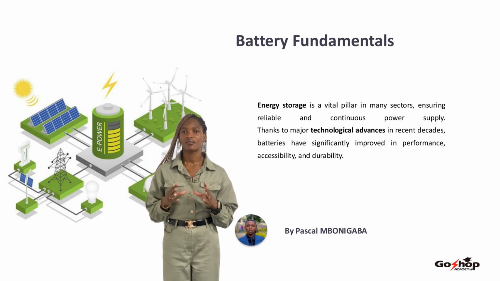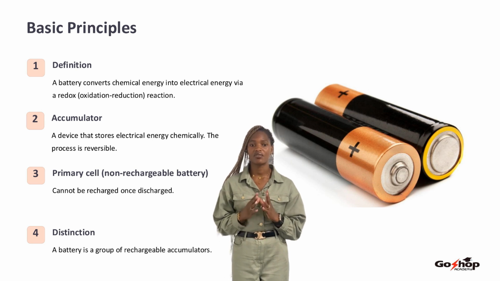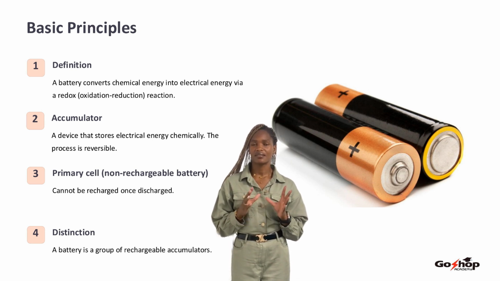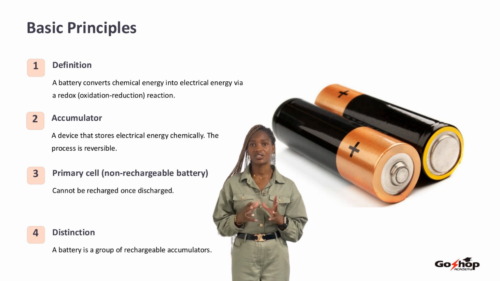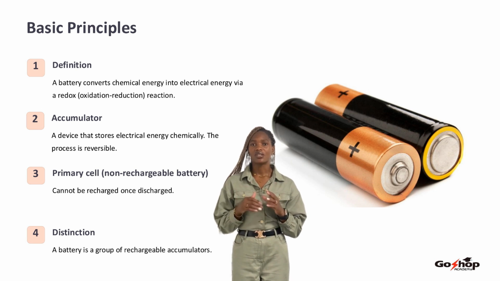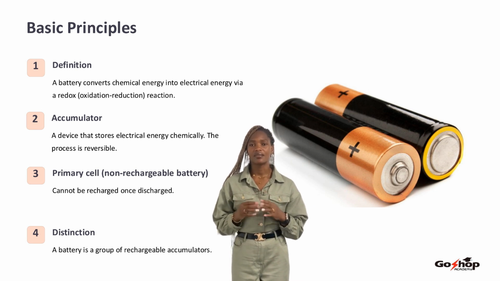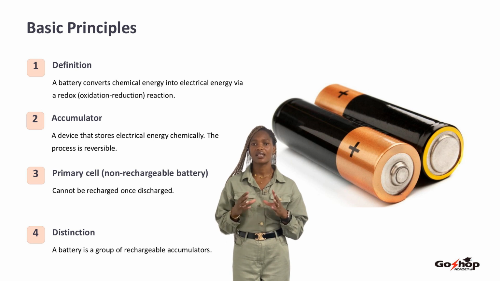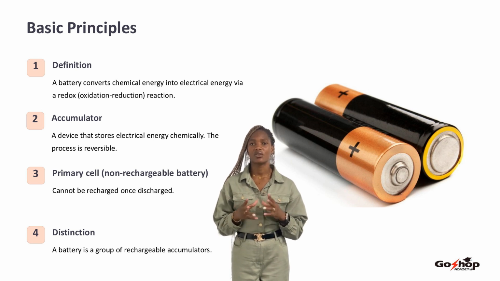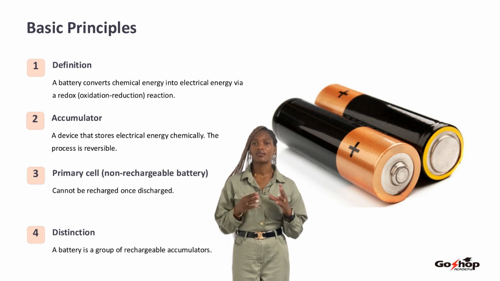Let's begin. To fully understand the role and functioning of batteries, it's crucial to grasp some basic concepts. Definition: a battery converts chemical energy into electricity. This process occurs through a chemical reaction known as redox, oxidation reduction. Accumulator: an accumulator is a system that stores electrical energy in chemical form. It's rechargeable, meaning it can be used multiple times.